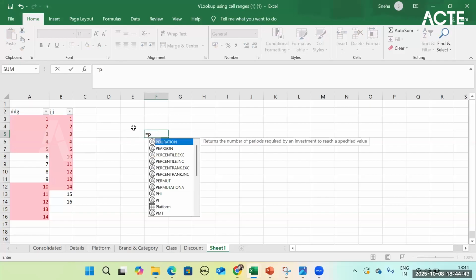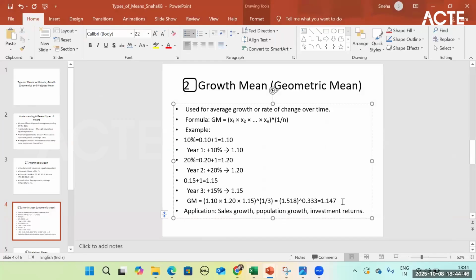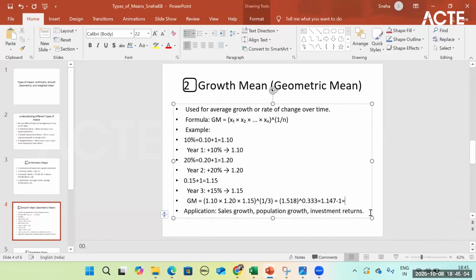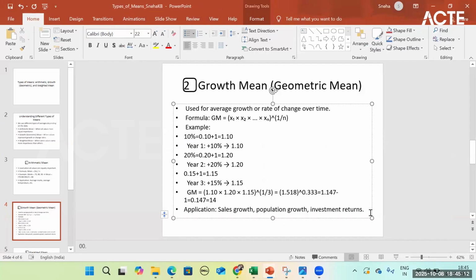Okay, so here you get 1.147, something like that. Because we have added 1 here, I will do minus 1. When I do minus 1, what is the value I have? It is 0.147. If I convert it into percentage, it is 14.7%, right? Yes, ma'am. So this is the geometrical mean.